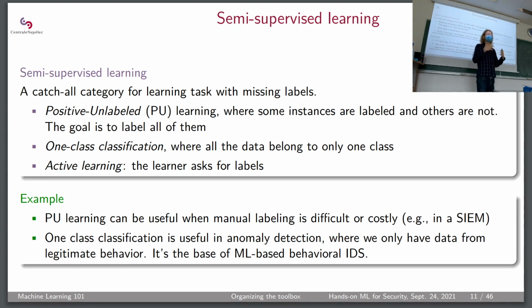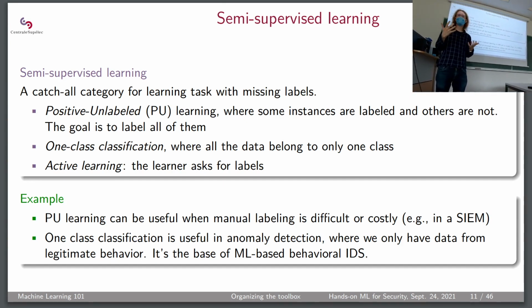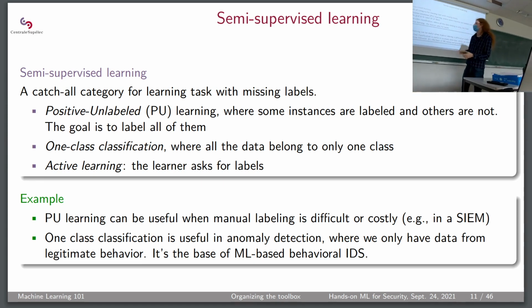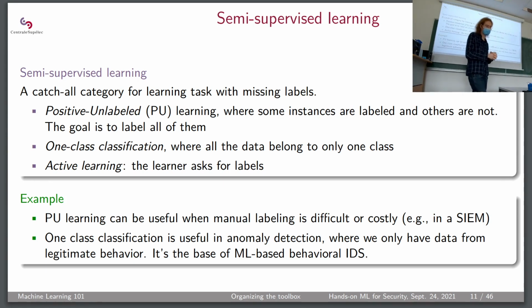Another task is one-class classification, where you want to do classification, whether it's, for example, normal or attack, but in your dataset, you have only examples of one class. It's typically the case if you do a behavioral intrusion detection system, when you have examples of a normal working system, and you want to detect whether there is an anomaly. And the last one, but not really used in security, is active learning, when the learner can ask for labels, with the objective of having as few labels as possible.